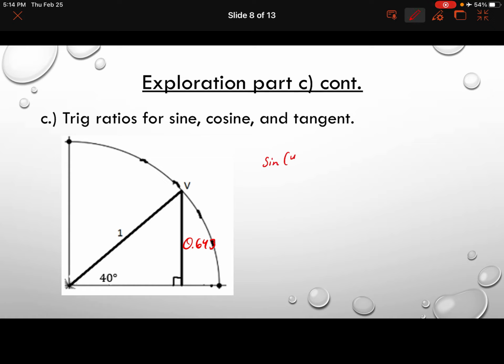Sine of 40 degrees is equal to opposite over hypotenuse. So that is equal to 0.643 over 1.